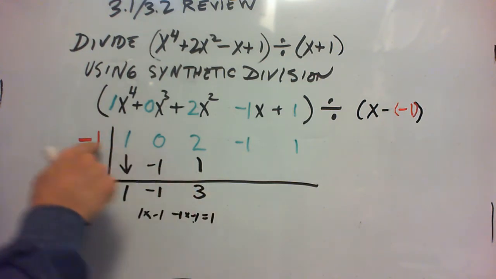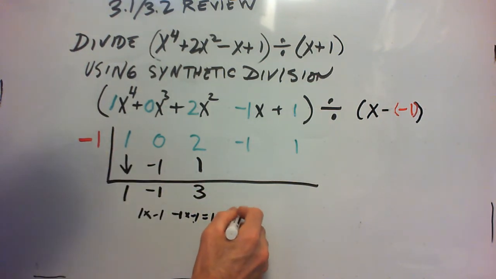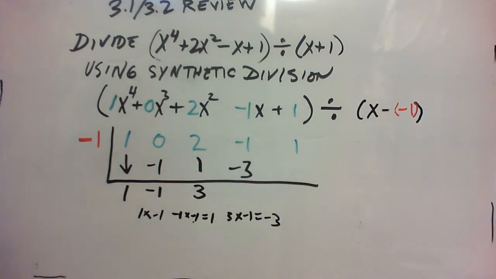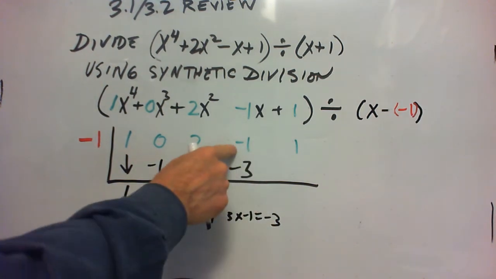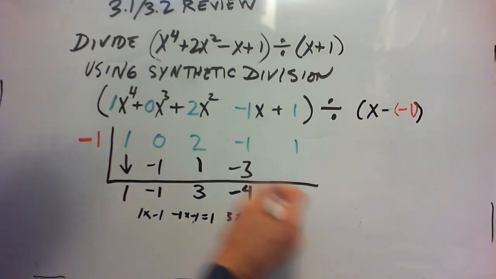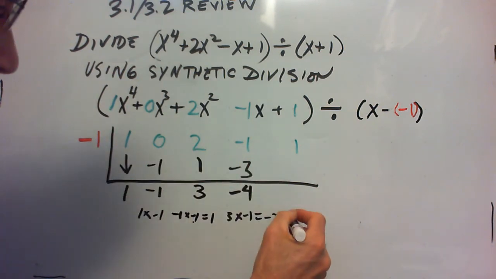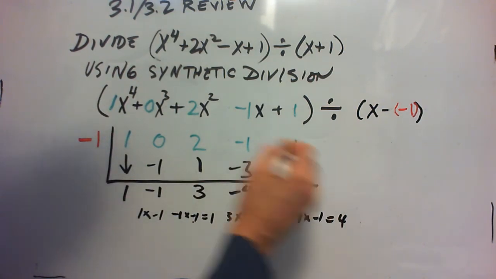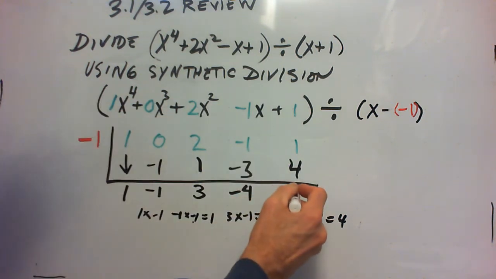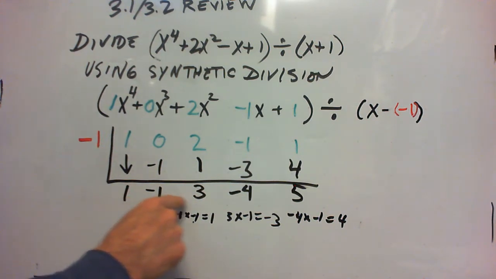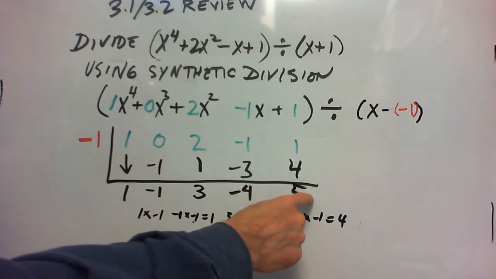Then we take 3 times negative 1 is negative 3. That goes in the next column. Then add. Negative 1 and 3 is negative 4. And then we take negative 4 times negative 1 is 4. That goes in the last column. And then we add. So we get 5. So that bottom row gives us our answer, the coefficients of our answer plus the remainder.